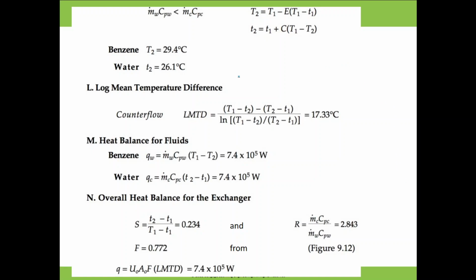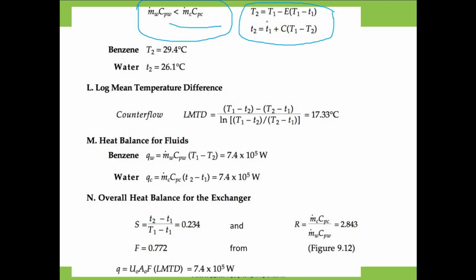Alright, so now we can decide which set of formulas we can use to find the outlet temperature based on the effectiveness E and the C parameters. As we know the warm fluid capacity is lower than the cold fluid, so we use the set of formulas as per this condition: T2 equals T1 minus E times (T1 minus t1), and t2 equals t1 plus C times (T1 minus T2).